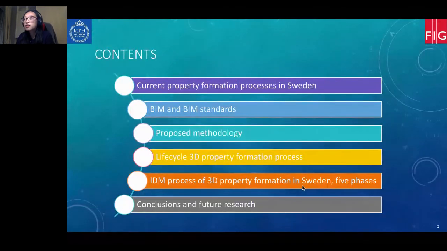So here are the contents. First, I introduce the current property formation process in Sweden by two articles, and briefly introduce the background of BIM and BIM standards. I will also describe our study methodology and the life cycle 3D property formation process. We use the IDM process to explain how data is exchanged and shared among different actors during the 5 phases of the 3D property formation process. And in the end, I will conclude our study and future research.